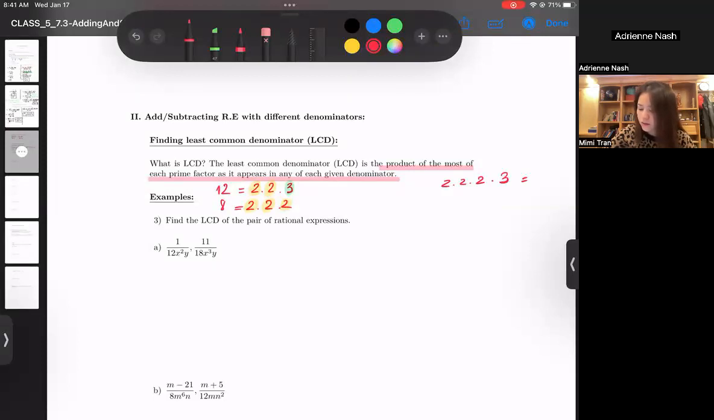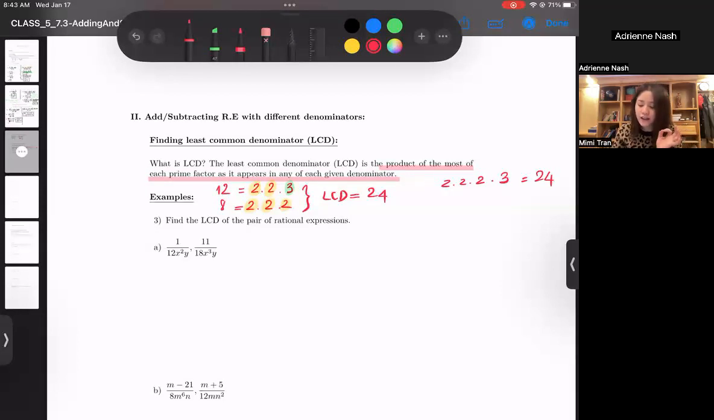Did I do something wrong? 4 times 3 is wrong. 2 times 2 times 2, that's 8. 8 times 3 is 24, right? So your LCD is 24. So the answer is LCD equals 24. Okay, so that's according to the definition. All right, so 24, right?